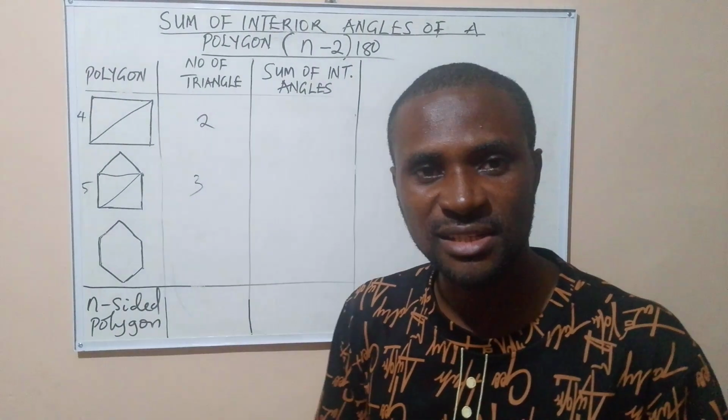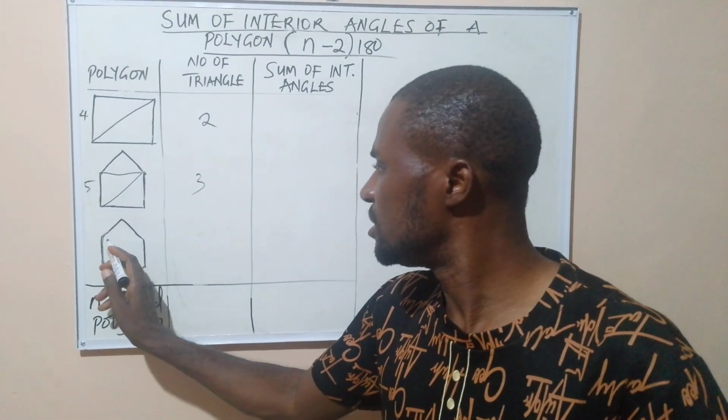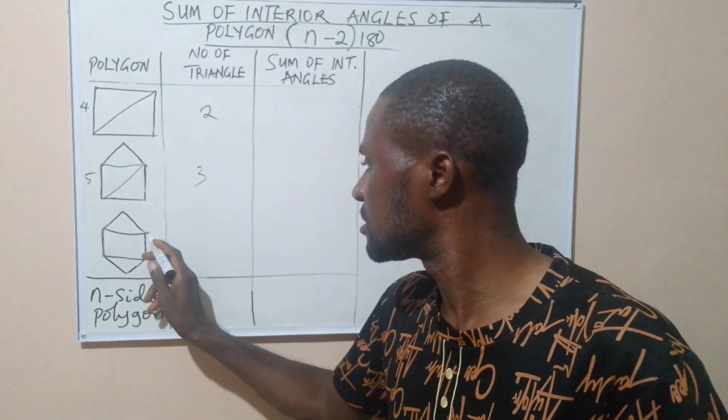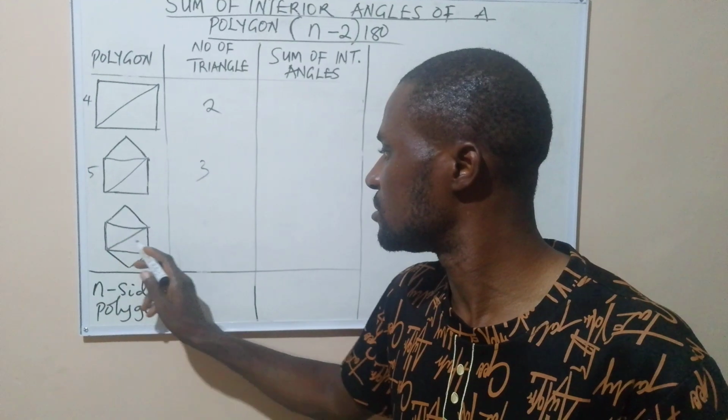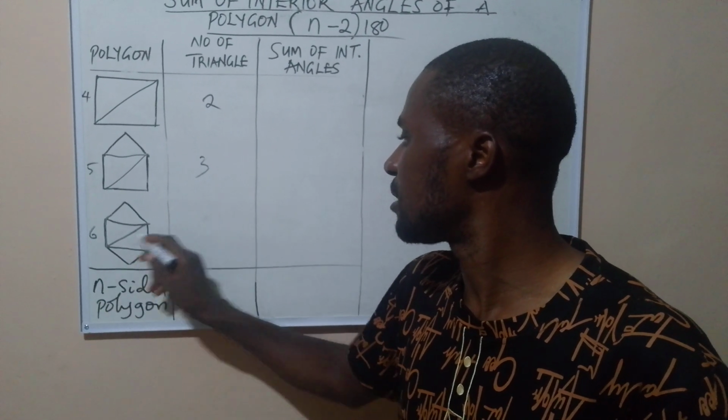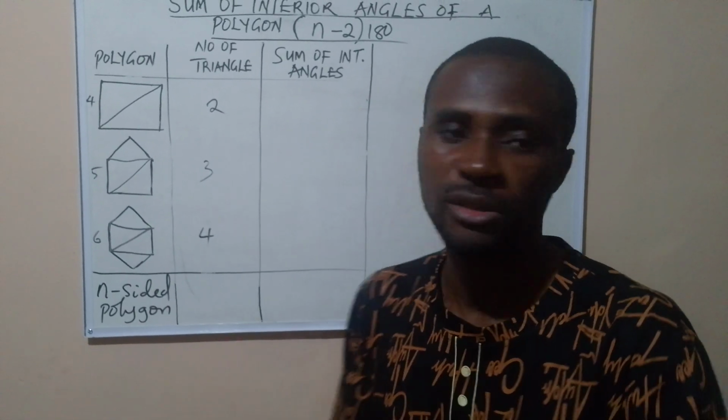Here we have a hexagon. When you do this, you see also we are having this, and this. How many? 1, 2, 3, 4. So you see this is 6 sides, while we have the number of triangles to be 4, isn't it?